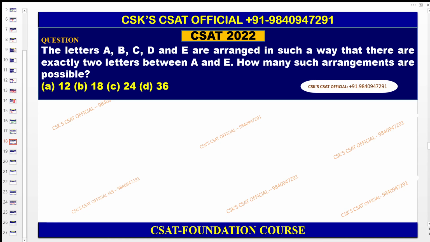Next. Same kind of arrangement. The letters A, B, C, D, E are arranged in such a way that there are exactly 2 letters between A and E. How many such arrangements are possible? So therefore total 5. Total 5. There are exactly 2 letters between A and E.